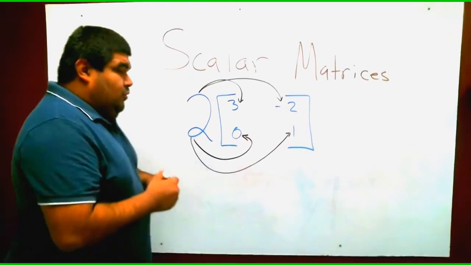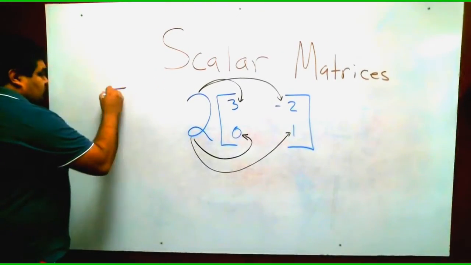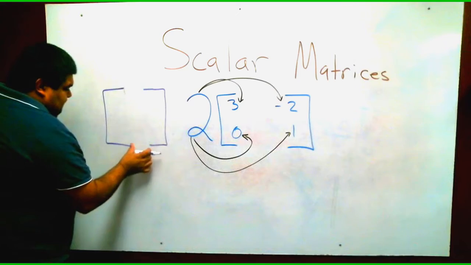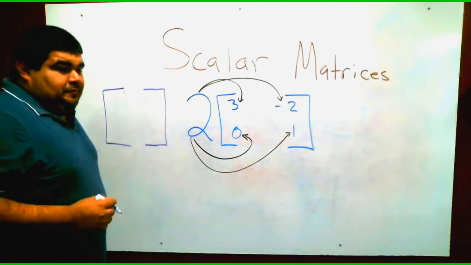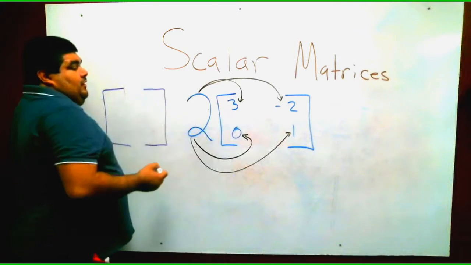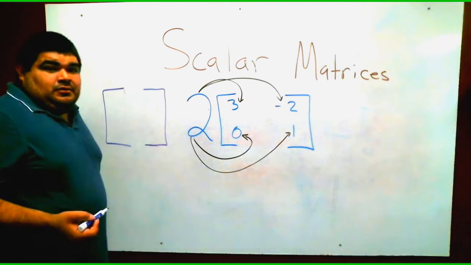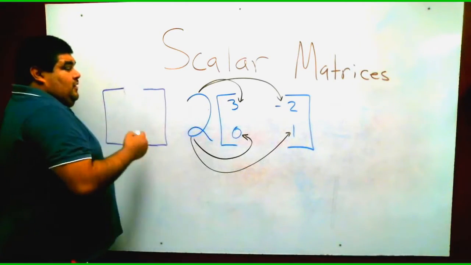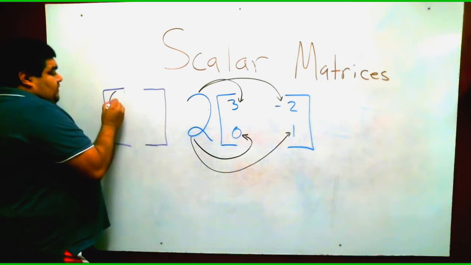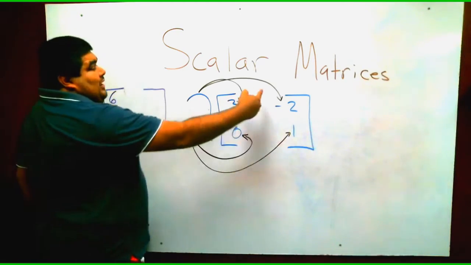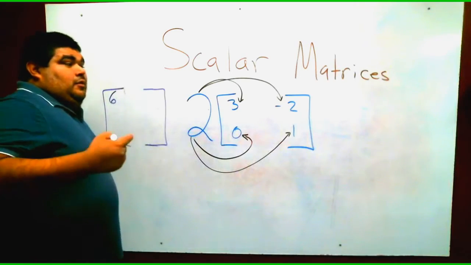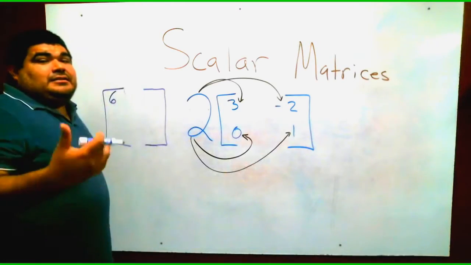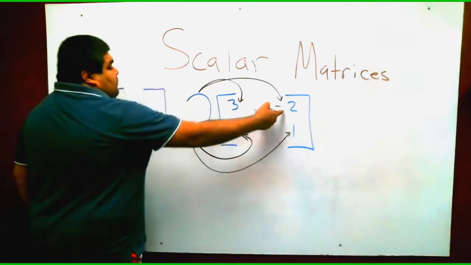So our new matrices will look like, all right, you have 2 times 3, which is 6. So remember, wherever the 3 is, that's where you're going to put your new answer. So we have 6. Then we have 2 times -2. If you guys remember, the rule for multiplying a positive and a negative is a negative. So 2 times 2 is -4.